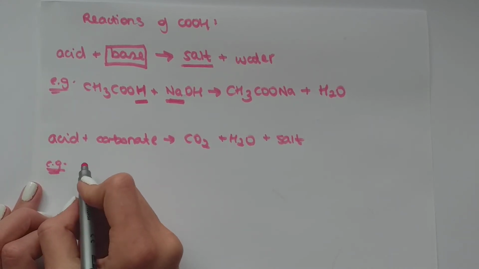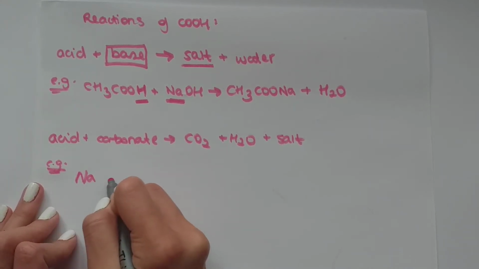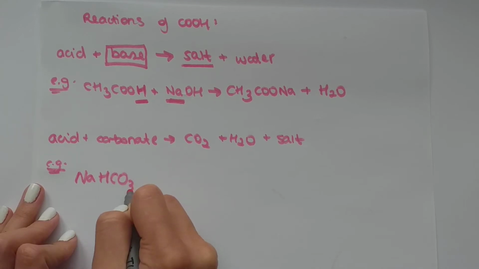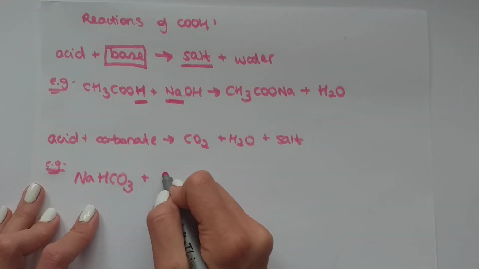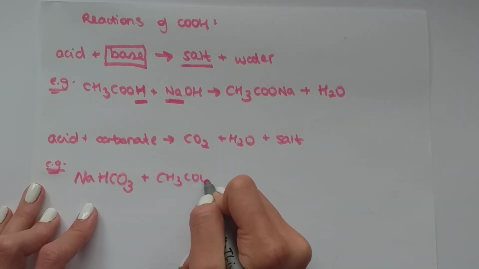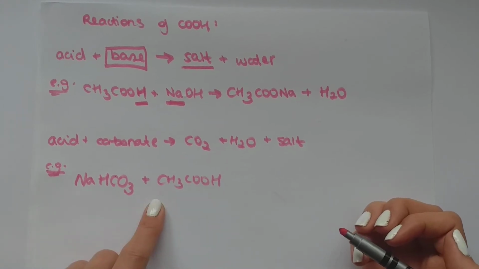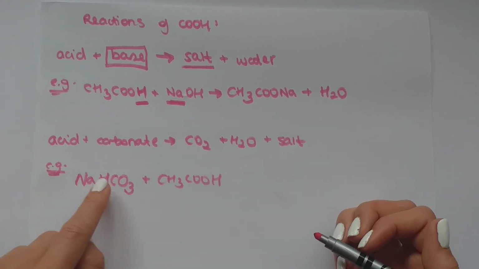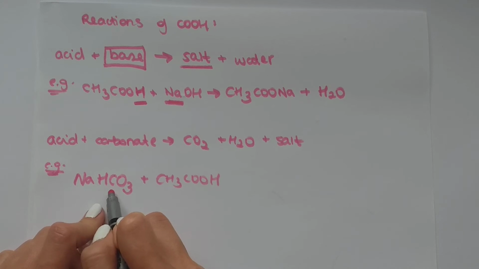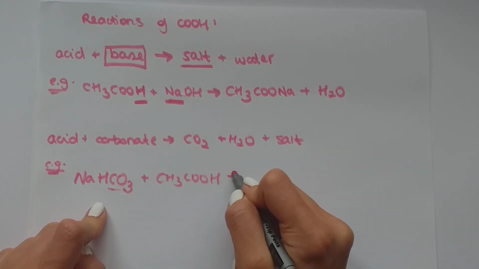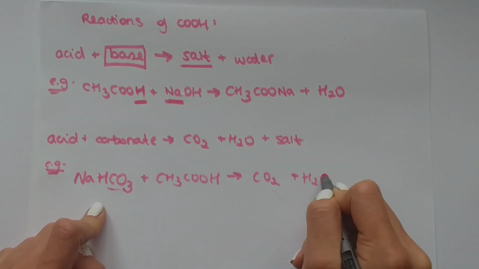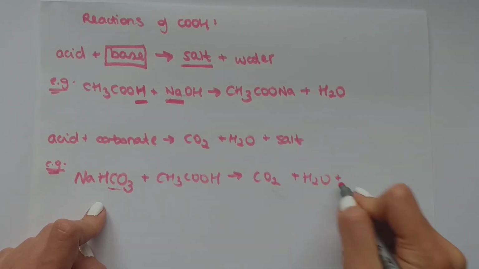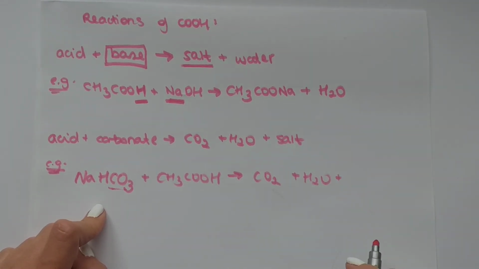Again, an acid. This time we're going to use this carbonate, and again our ethanoic acid here. So ethanoic acid, this is a carbonate. It's called a carbonate because it has this CO3 part. Then we know we're forming CO2. We also know we're forming H2O. And now let's work on the salt.